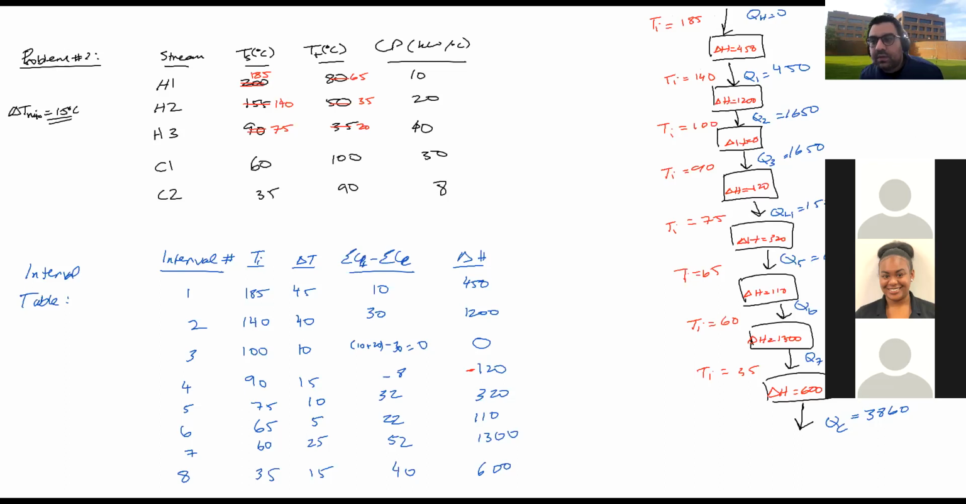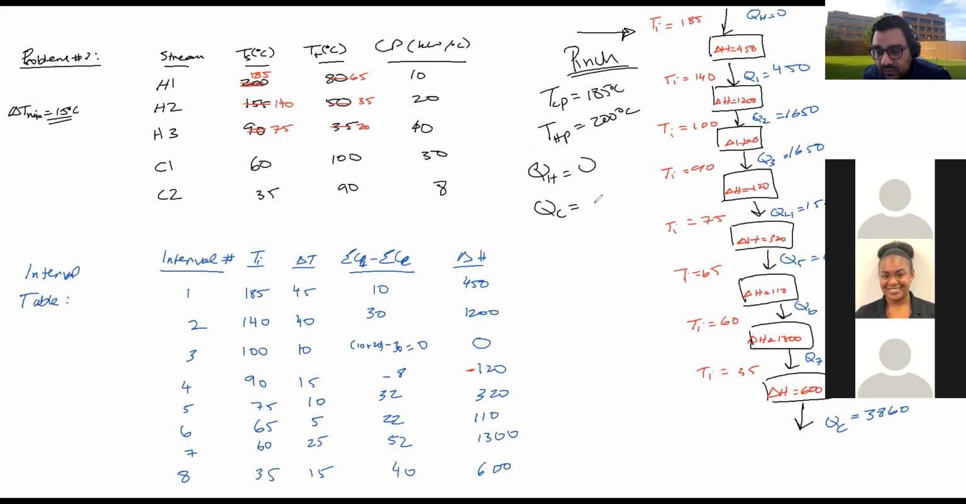This is a common type of problem. You'll see this a lot in process industries where my pinch point is actually my highest possible temperature, especially if you have a highly exothermic reactor or something. Anyways, in this case, my pinch point is just the very top of the stream, right? So my cold pinch will be 185, and my hot pinch will be 185 plus 15, which is the delta T minimum. So this will be 200. And my energy requirements in this case, I'm going to have QH equals 0, and QC is equal to 3860 kilowatts.